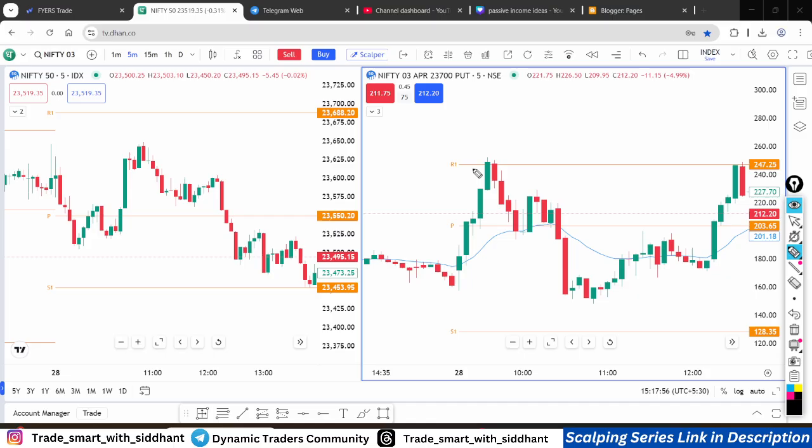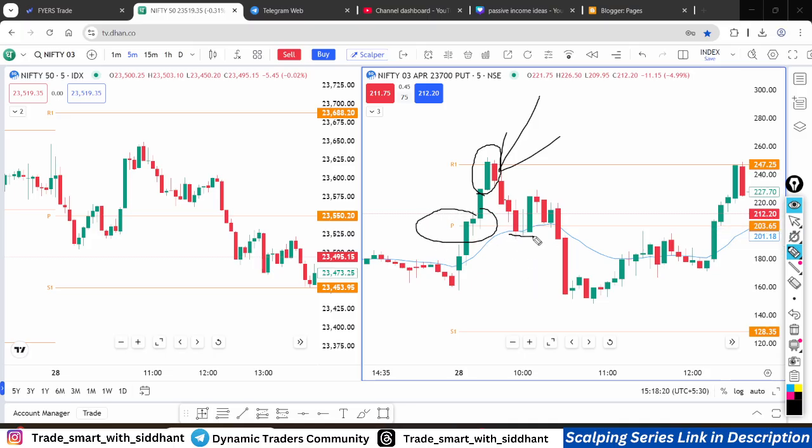Now which will be our third entry? As you can see, it did not close above that R1. We will be waiting for the second candle. As you can see, the second candle covered more than 80 percent of the green marubozu, or whichever candle this is. It has covered it, which means it can give us a reversal. It does give us a reversal, but it came back again to the 203 level, which was our second entry.